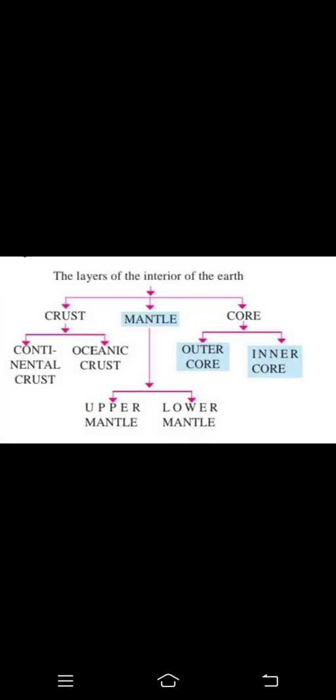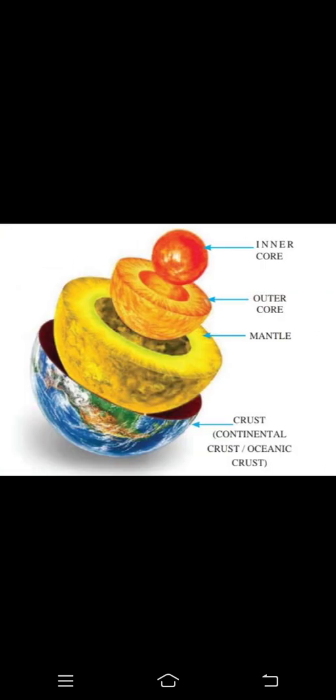Here are the layers of the interior of the earth. We have three layers: crust, mantle, core. Crust has two things: continental crust and oceanic crust. Mantle has two things: upper mantle and lower mantle. Core has two things: outer core and inner core. Now I will try to explain the crust first. Let's go to the picture again.